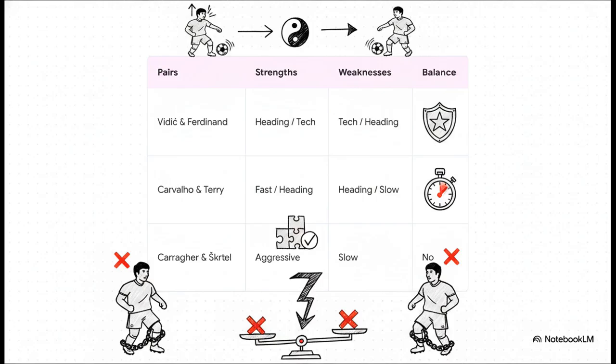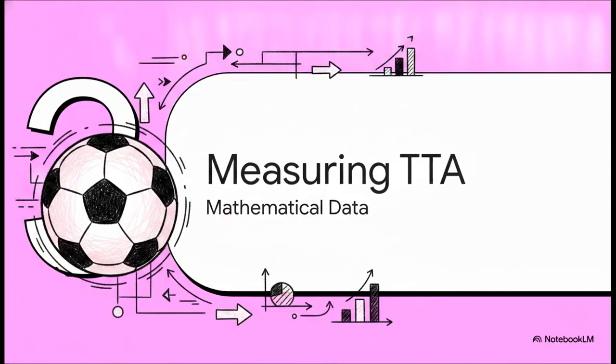But then, look at a pairing like Jamie Carragher and Martin Skrtel. Both were incredibly aggressive, sure, but they were also both very slow. That kind of redundancy creates a massive vulnerability. Balance is absolutely everything. All right, Section 3, measuring technical, tactical actions, where we get into the mathematical data.